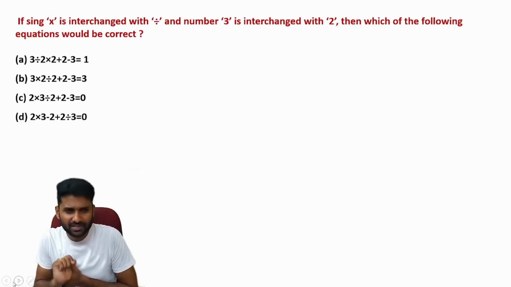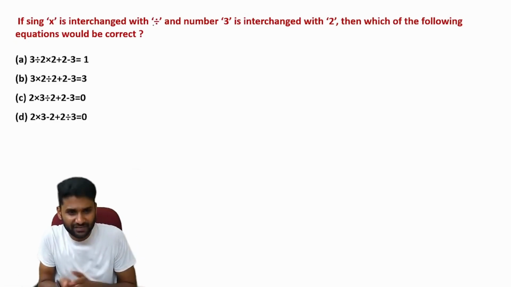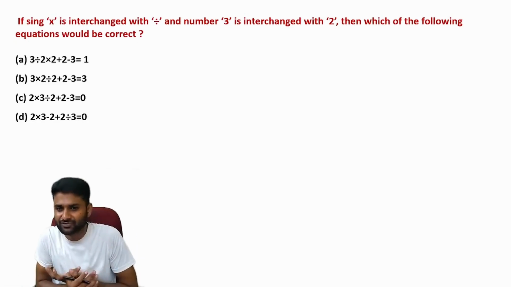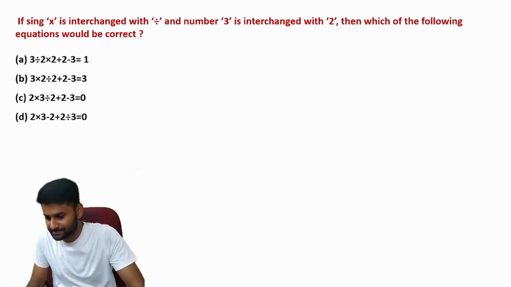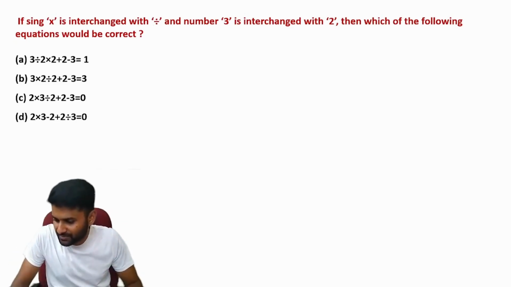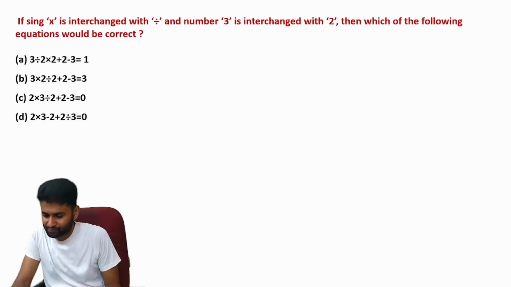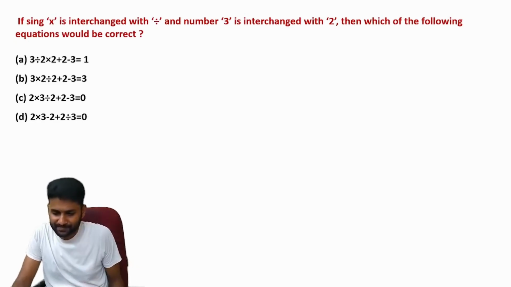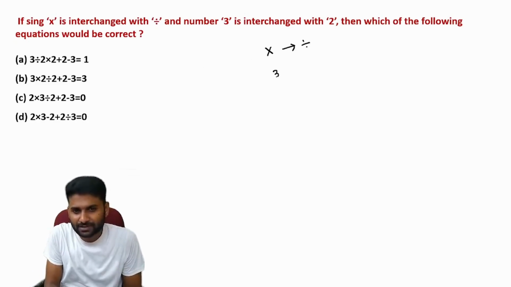Now here the information says that if the sign multiplication is interchanged with the division and number 3 is interchanged with 2, then which of the following equations would be correct? Go through the option verification. Which of the equations could be correct? See, you should replace multiplication with the division. 3 should be replaced with 2.